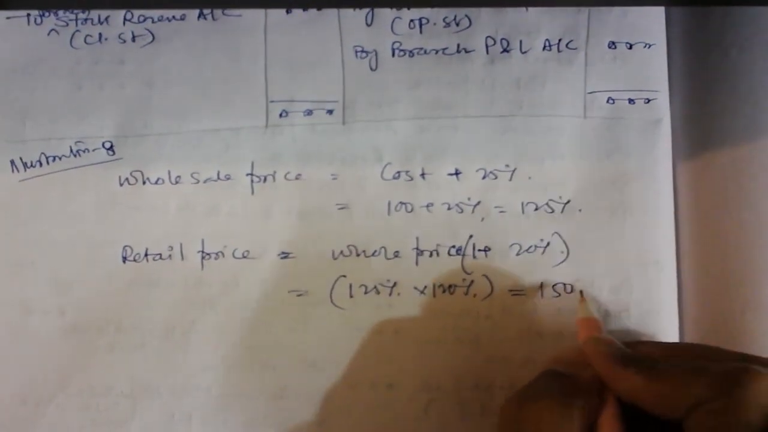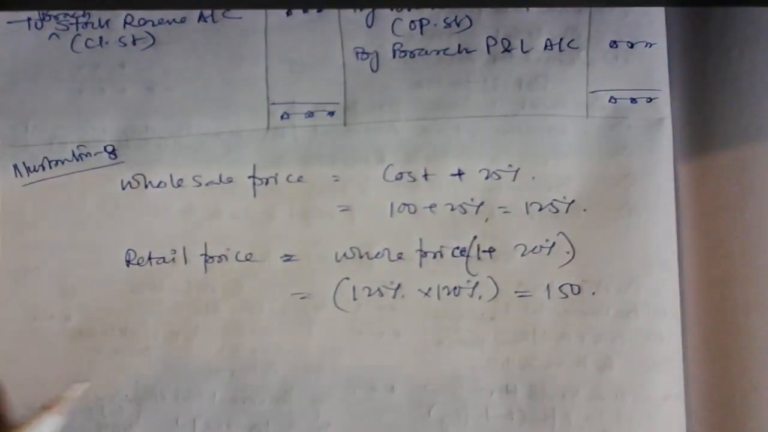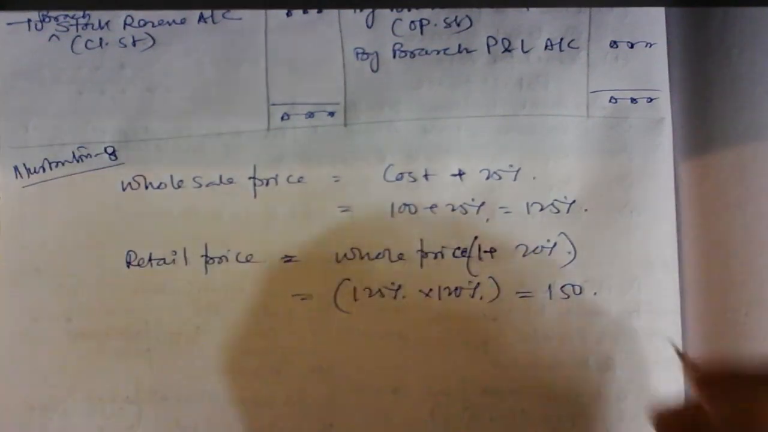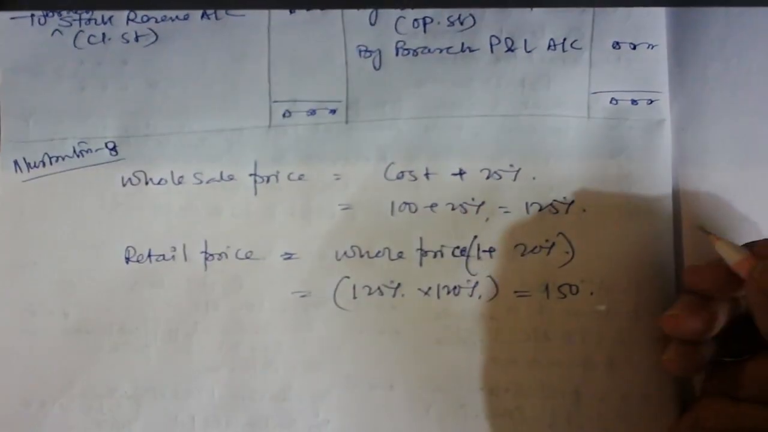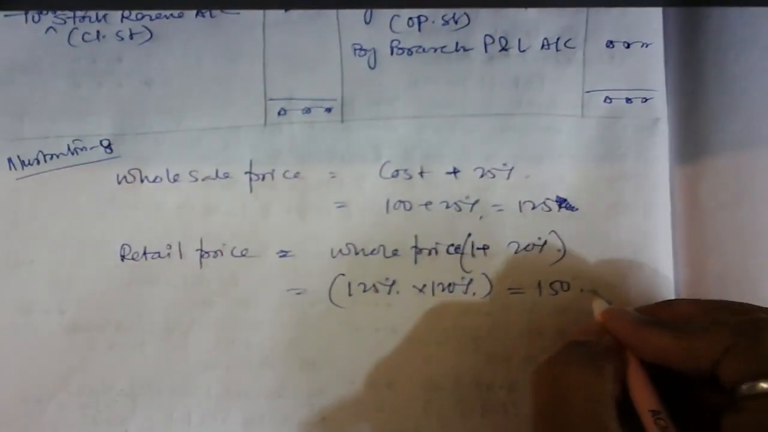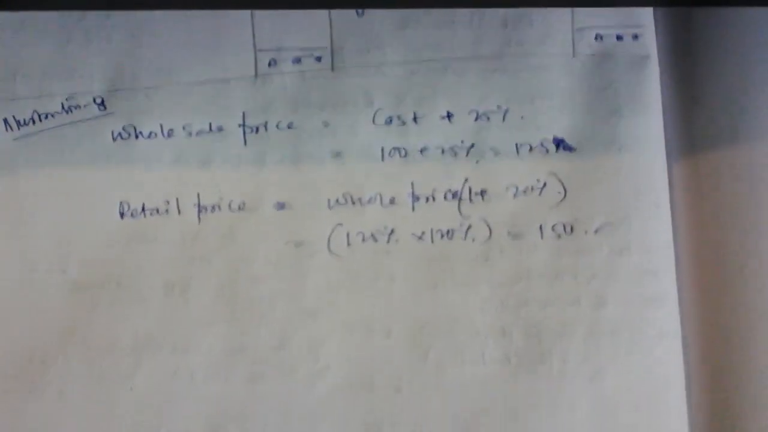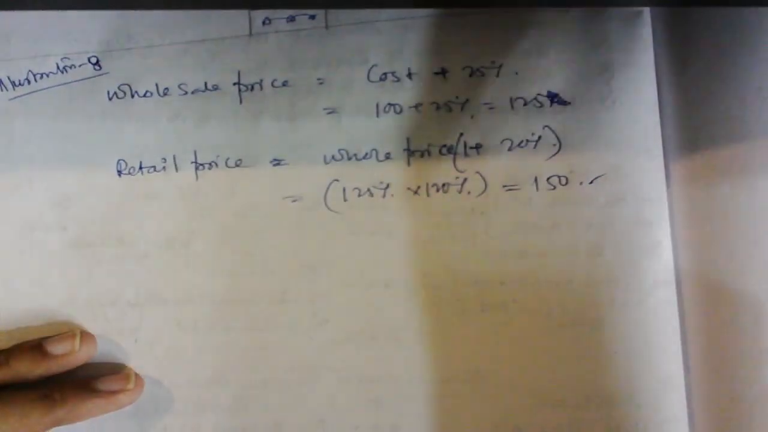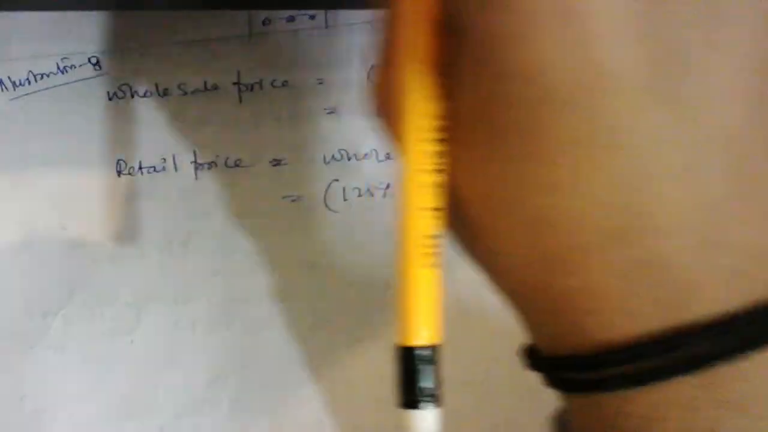So got it? The wholesale price is 125, and the retail price is 150. It's very easy. Now we are asked to prepare the outlet stock account.